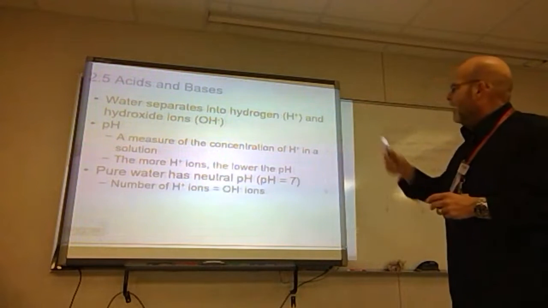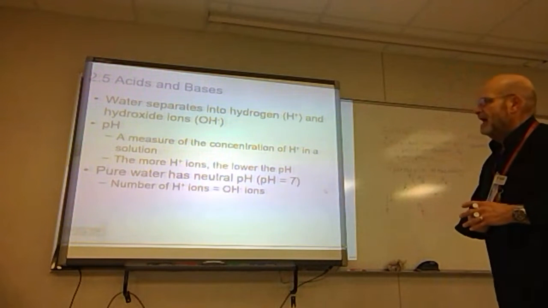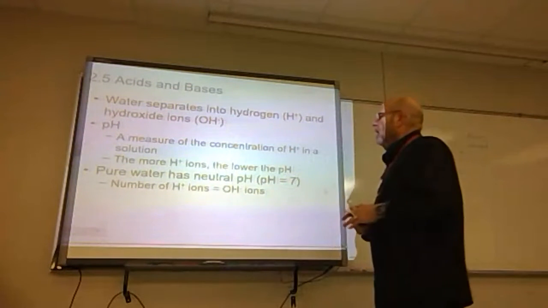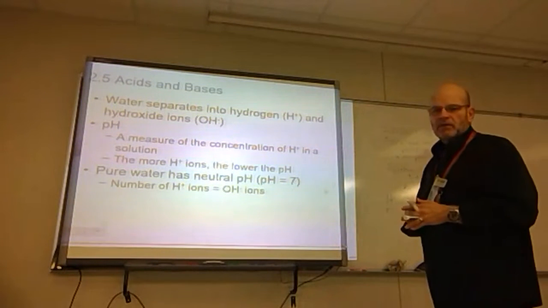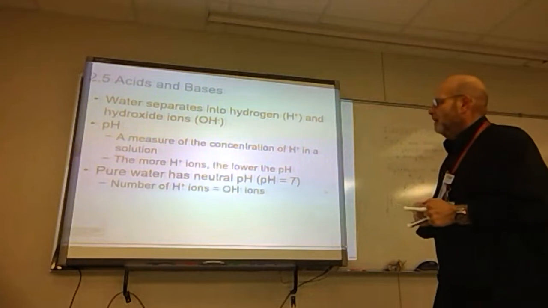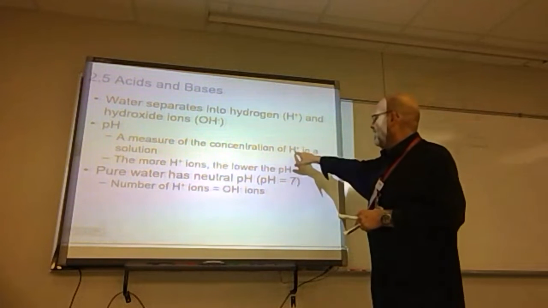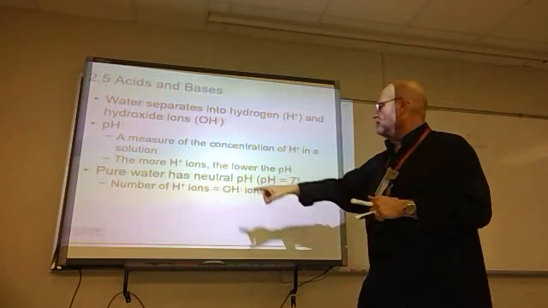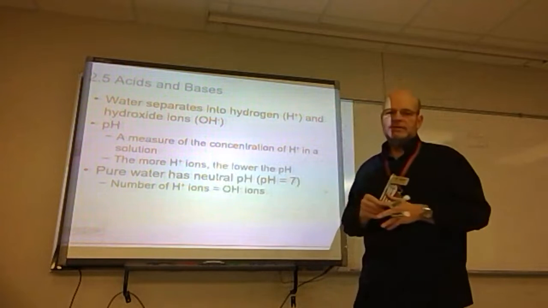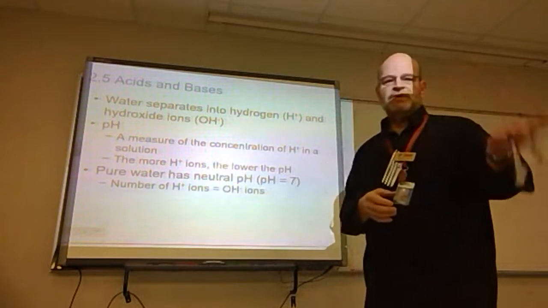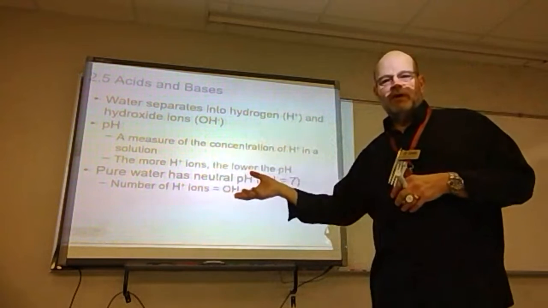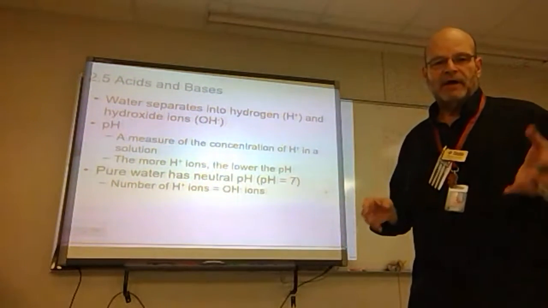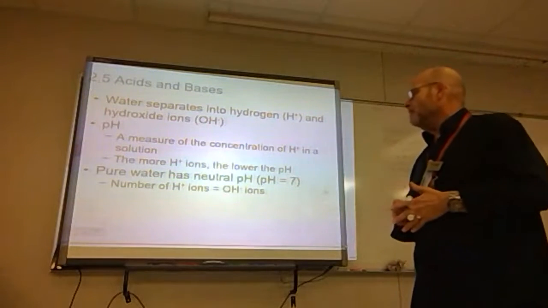Water separates into hydrogen and hydroxide ions, so you've got H and OH. The pH scale is how we measure this. That is the measure of the concentration of hydrogen ions in the solution. The more hydrogen ions, the lower the pH. So if you see something with a pH of 2 and something with a pH of 3, the thing with a pH of 2 has more hydrogen ions flying around than the pH of 3.